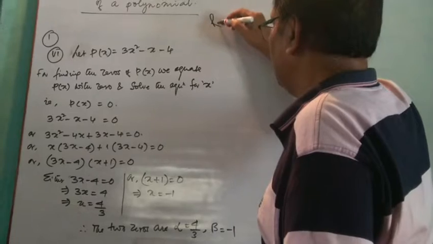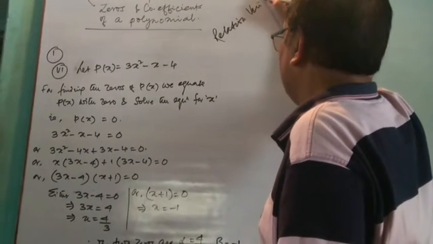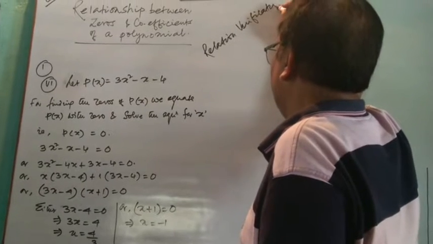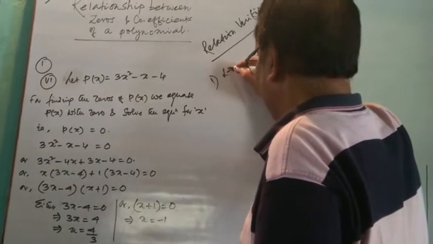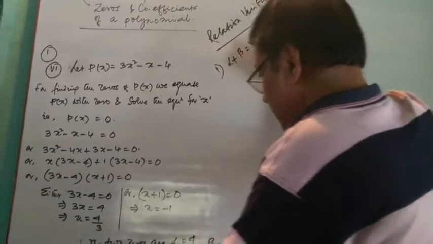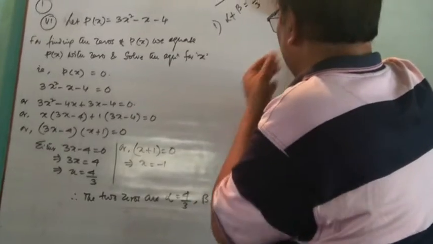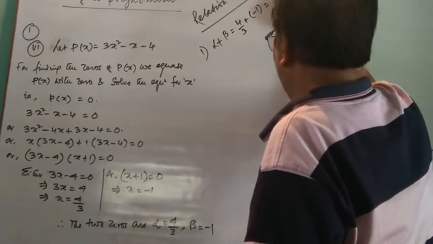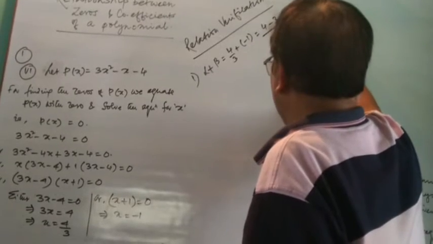Now the second part of the question is relation verification. First relation, alpha plus beta. What is our alpha? 4/3. What is our beta? −1. So (4 − 3)/3, that will be 1/3.